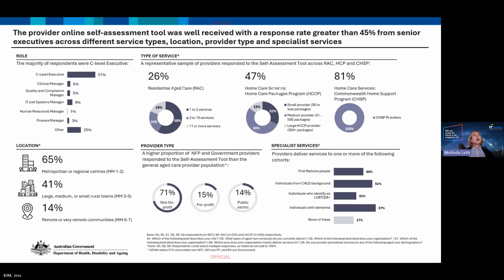And then we've done a similar approach for home care packages, in terms of small, medium, and large providers. In terms of location, you can see that 65% of respondents came from metropolitan areas, and then provider type. This is in line with the broader sector, so 71% were not-for-profit providers. And we also had providers who delivered specialist services who also contributed to the survey. Thanks very much. We'll move to the next one.